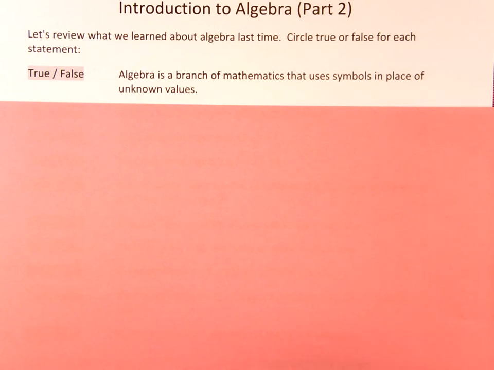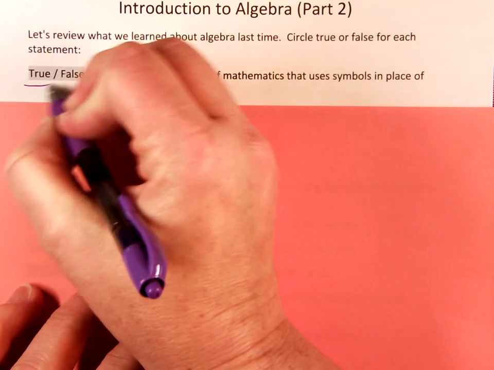Okay, so today's notes say Introduction to Algebra Part 2. And let's review what we learned last time when we started algebra. Circle true or false for each statement. Algebra is a branch of mathematics that uses symbols in place of unknown values. True or false? True. Exactly, good.